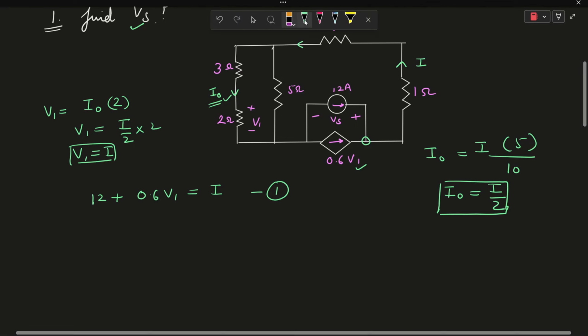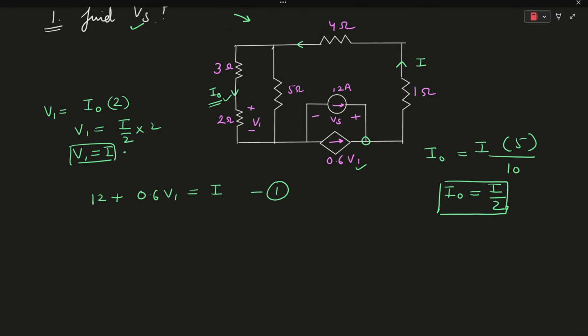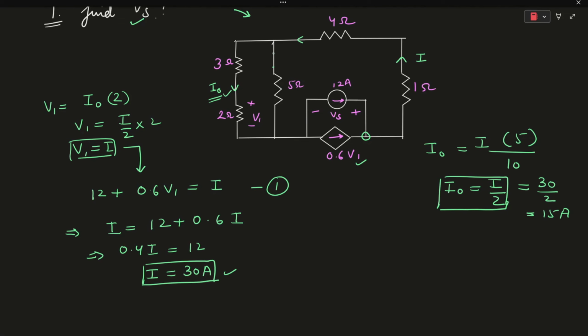Now we substitute the value of V1 in equation 1. So I will be equal to 12 plus 0.6 into I. It means that 0.4 I will be equal to 12, and I will be equal to 30 amperes.